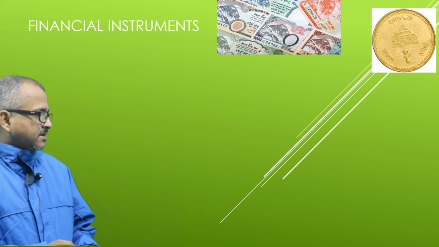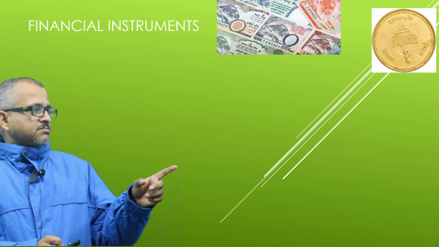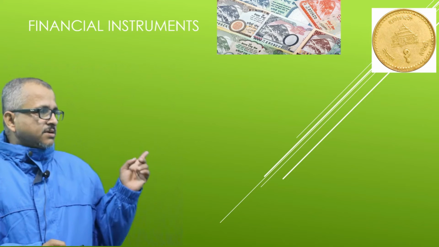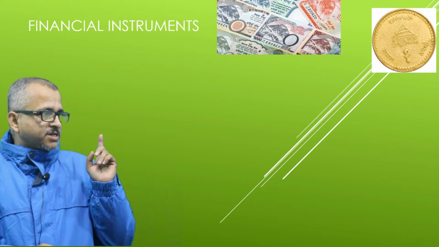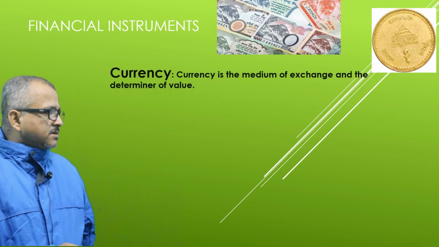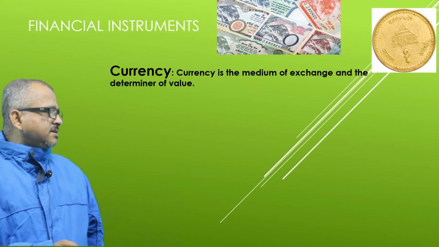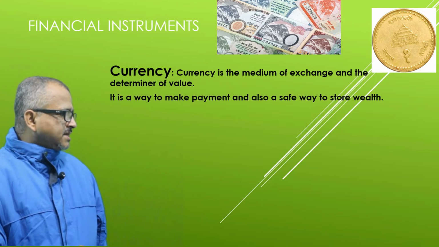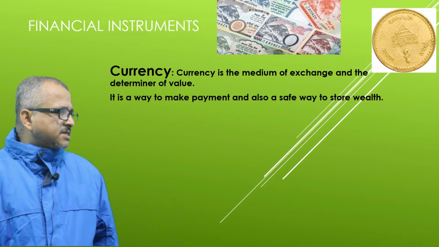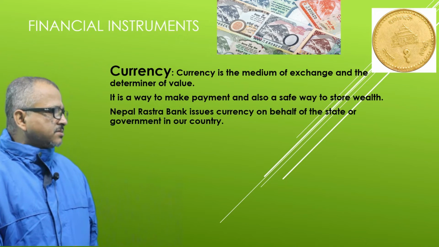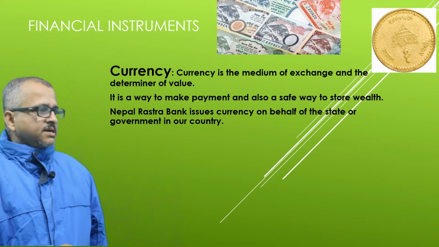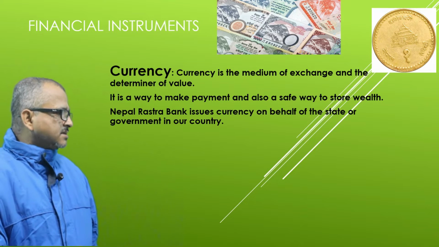Okay, त्यो कुरो हुन्थ्यो. It is a coin. यो coin को सुरुवातीमा यसमा बिचमा होल हुन्थ्यो. I told you, easy to carry. So currency is a medium of exchange and determiner of value. It is used to make payments and is also a safe way to store wealth. सम्पत्ति राख्नु पनि सजिलो भयो. नेपाल राष्ट्रिय बैंक issues the currency of the state.